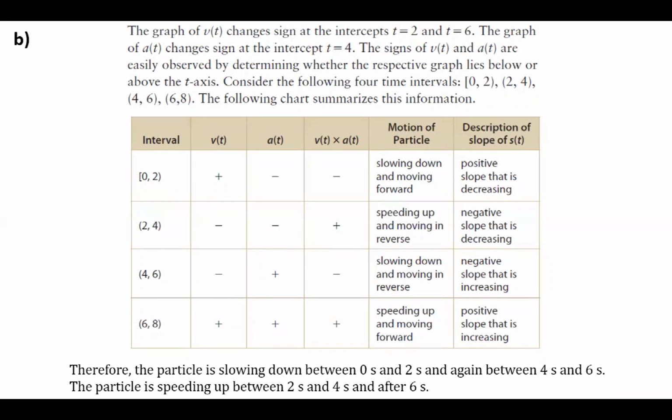In the last interval from 6 to 8, we know the velocity is positive, the acceleration is also positive. The product of velocity and acceleration is also positive. Therefore, the particle is speeding up and moving forward. Therefore, we know the particle is slowing down between 0 seconds and 2 seconds, and again between 4 seconds and 6 seconds. The particle is speeding up between 2 seconds and 4 seconds, and after 6 seconds. Any questions?